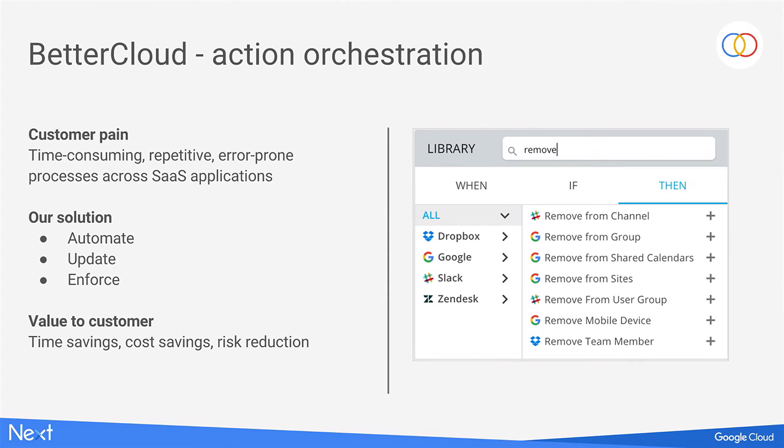So with Better Cloud, IT admins can take action across their SaaS apps, one by one or in bulk, and with Better Cloud workflows, they can easily automate custom sequences that match their existing manual process. We've built this using a when-if-then engine, and let me show you what it looks like for Team Drive.